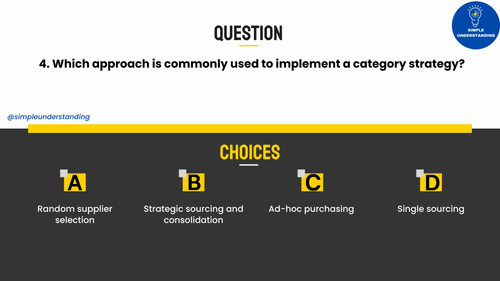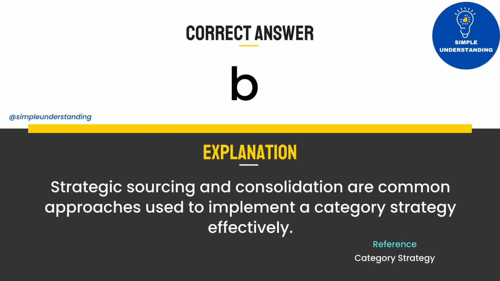4. Which approach is commonly used to implement a category strategy? A. Random supplier selection. B. Strategic sourcing and consolidation. C. Ad hoc purchasing. D. Single sourcing. Correct answer B. Explanation. Strategic sourcing and consolidation are common approaches used to implement a category strategy effectively.